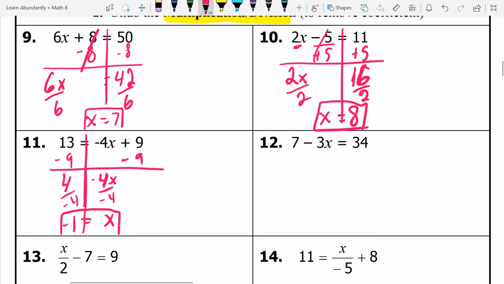If I want to make this look the right way, I can just flip that around because negative 1 equals x. I'd rather it say x equals negative 1. That looks a little bit nicer. Sometimes I just like the x to be on the left.